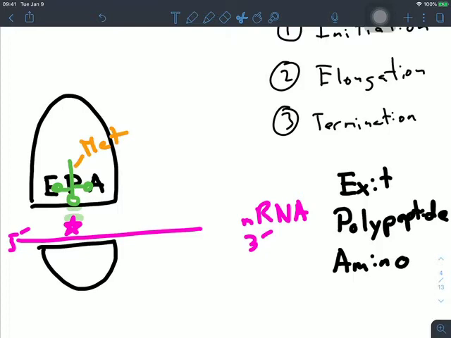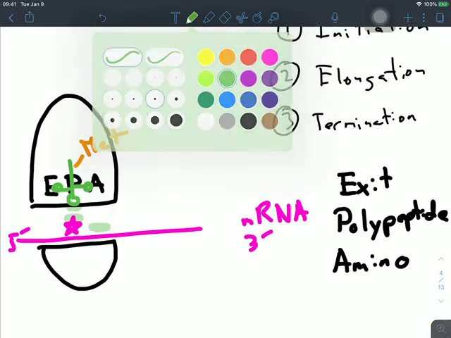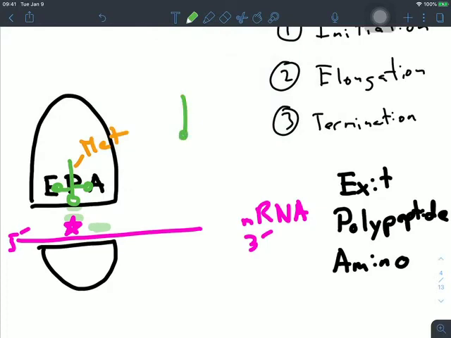Now this frees up the A site. At the A site, you will then get another codon that will wait for a tRNA to come in. A tRNA that carries a different amino acid. Like glycine, GLN. This GLN, carried by this tRNA, will bind to its anticodon at the A site.